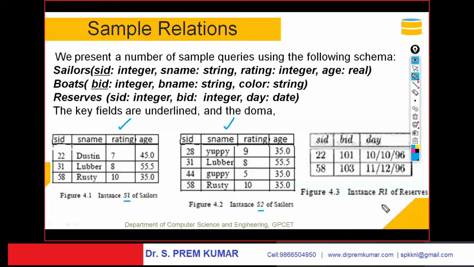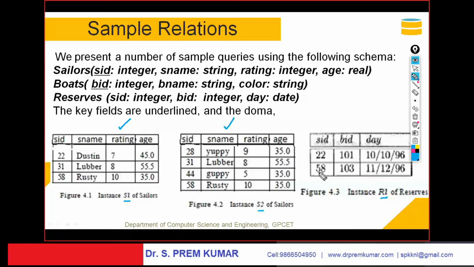Here I am taking another relation called R1. R1 is a relation which contains some data, something like this. That is reserves. 22, the boat ID, BID is the boat ID. Who is 22? 22 is nothing but Dustin. Sailor ID is Dustin's. 22 reserved a boat 101 on so and so date.